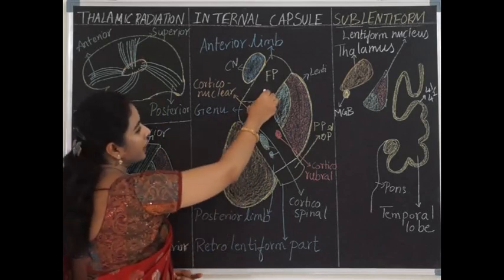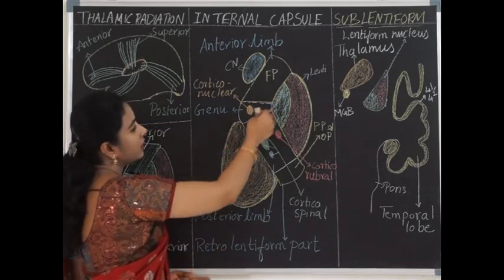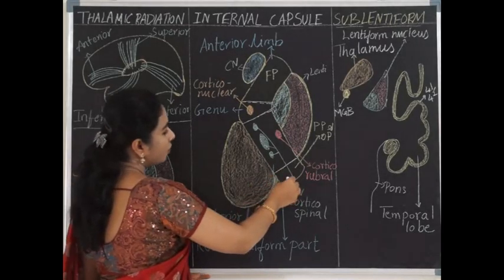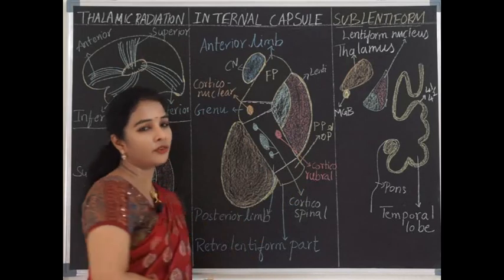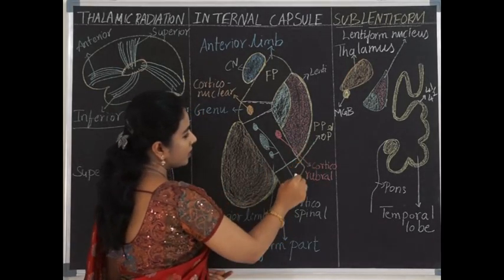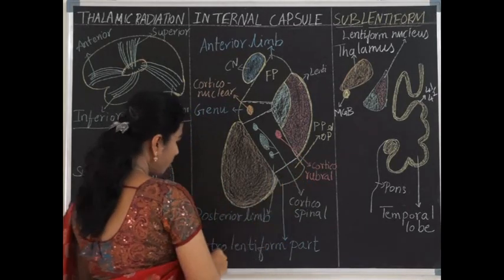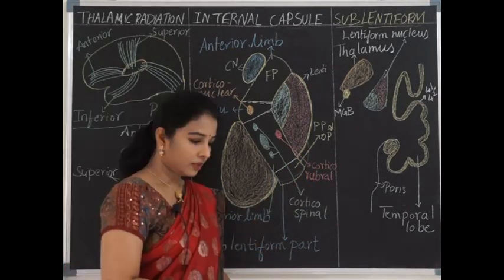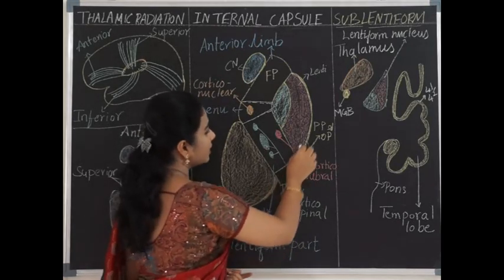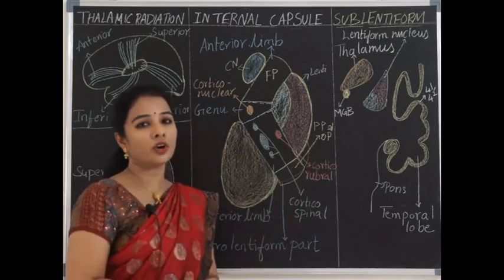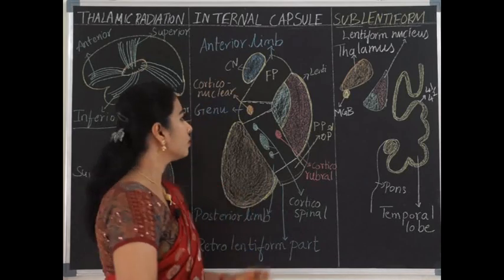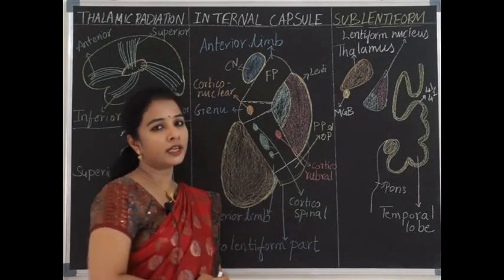The turn between the anterior and the posterior limb is called the genu. And the posterior limb continues down to form the retrolentiform part. Retro means behind, so the part behind the lentiform nucleus is called the retrolentiform part. The sublentiform part is a part of the internal capsule which runs below the lentiform nucleus, and mainly connects to the temporal lobe. So these are the parts of the internal capsule.